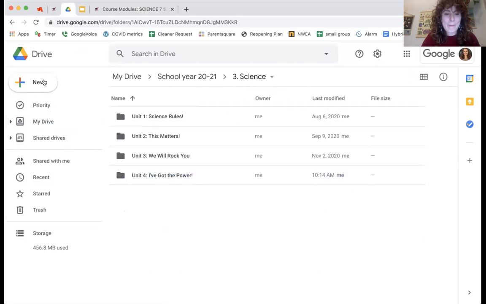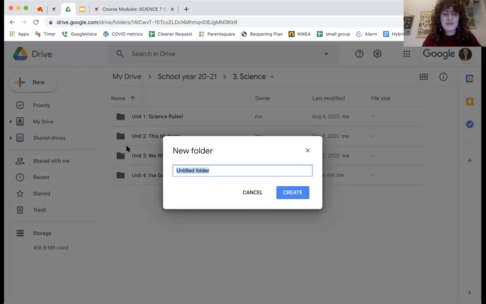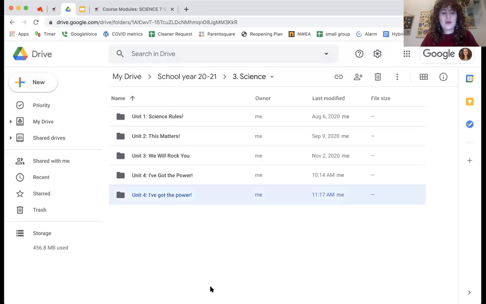Since you don't already have this folder, I need you to click that new button. Make sure you're inside your science folder. So notice I'm using the same one from last semester. You can do the same thing. So click new, click on folder, and title it Unit 4, I've Got the Power. All right, so there you go. Now you have your folder. Everything you put into this folder, I can search up in my Google Drive because you've shared it with me.